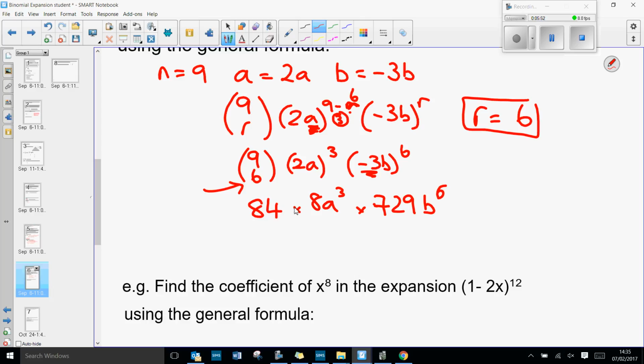So we need to work out what's 84 times 8 times 729. That gives 489,888. Well, that's a big number. So the term is 489,888 a cubed b to the 6.